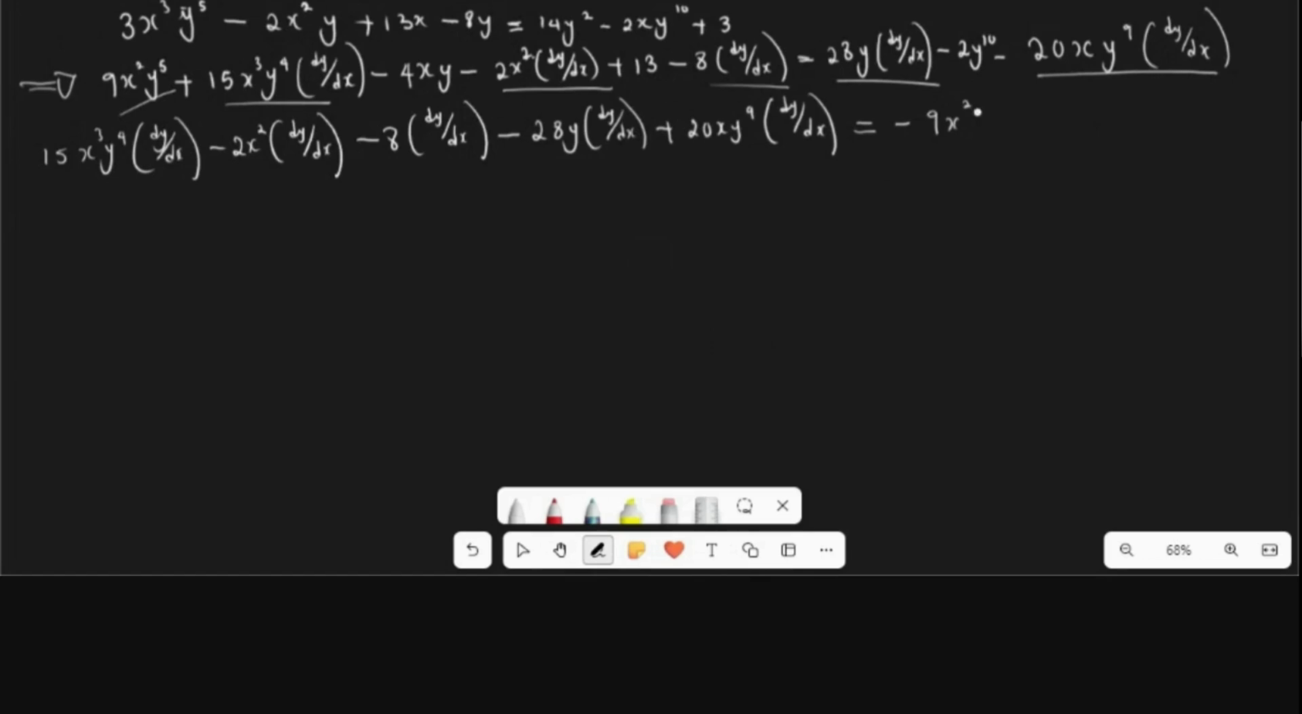9x squared, 5y5. What else do we have? Plus 4xy. Plus 4xy. What else do we have? So checkmate, minus 13. Can you see that? Minus 13. What else do we have? Minus 2y to the power of what? 10. What else do we have?